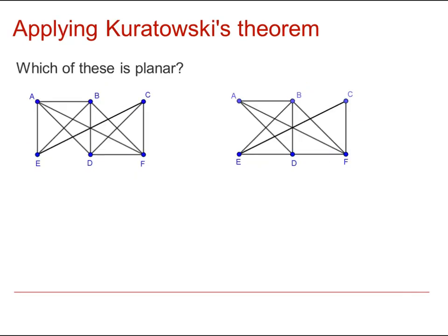Let's try applying Kuratowski's theorem to these two to decide if either of them is planar. If we look at the one on the left, you can see that it's probably got K3,3 in there, so we just need to check that. And indeed, if you take out AB and DF, you can see that we are left with K3,3, and therefore this is non-planar.